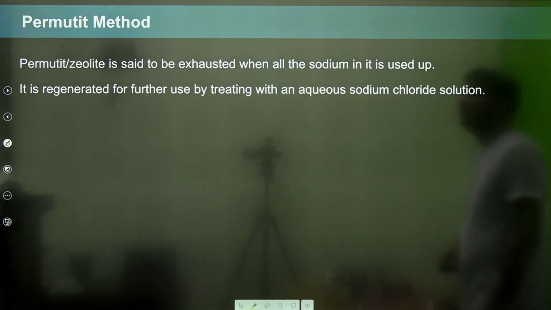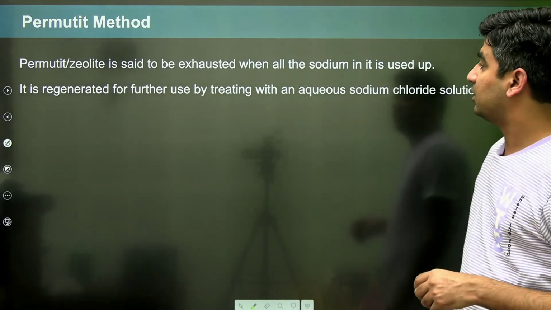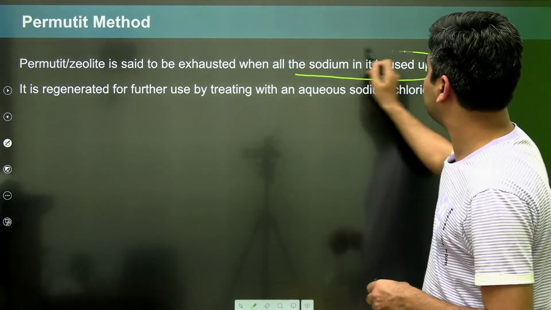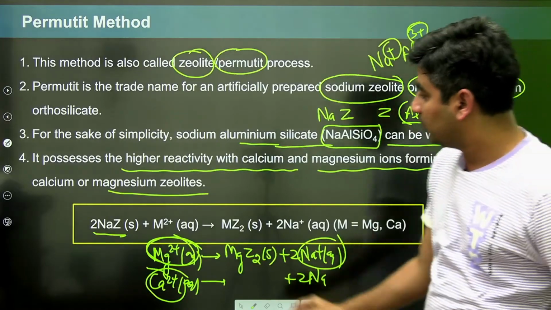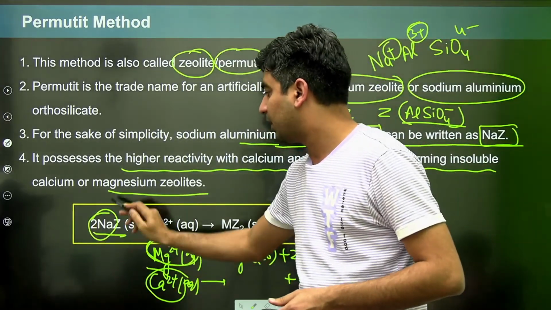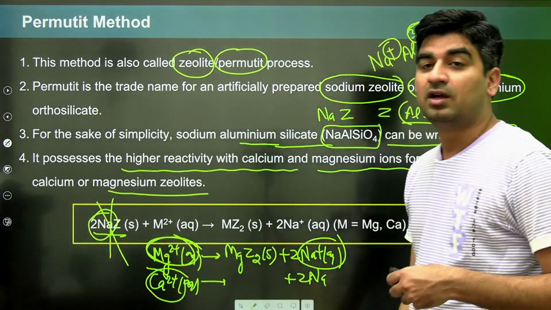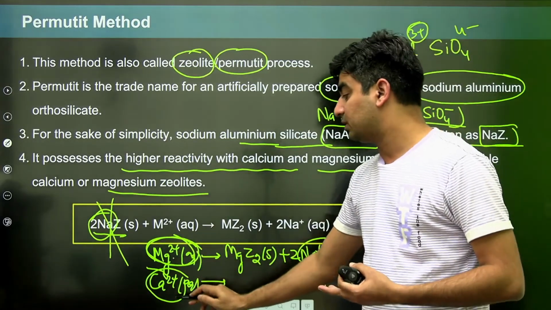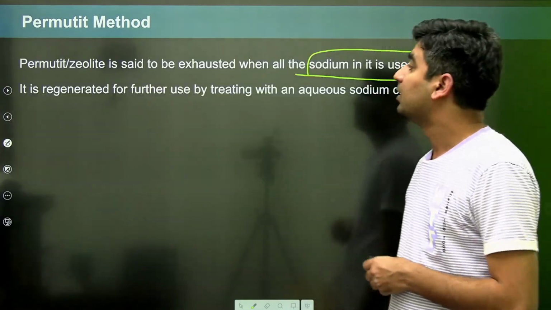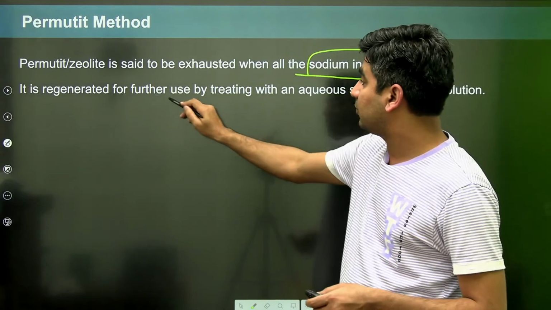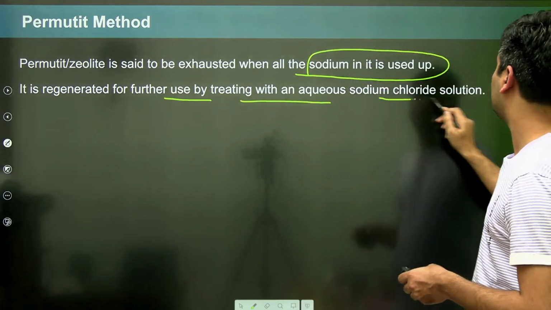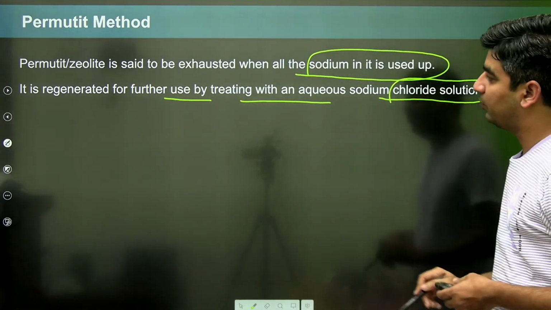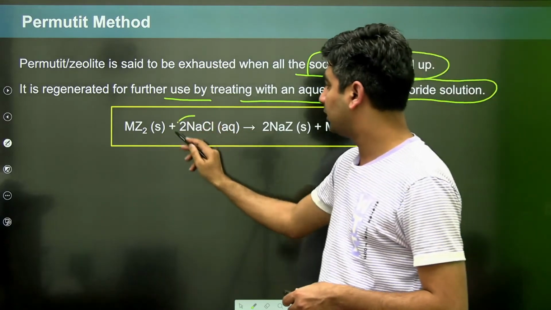So next, permutit or zeolite is said to be exhausted when all the sodium is used up. So when all this sodium is used up, we say it has been exhausted, and still there are Mg2 plus and Ca2 plus. Now what will we do? So it is regenerated for further use by treating with aqueous sodium chloride solution. So now we are going to add more NaCl.